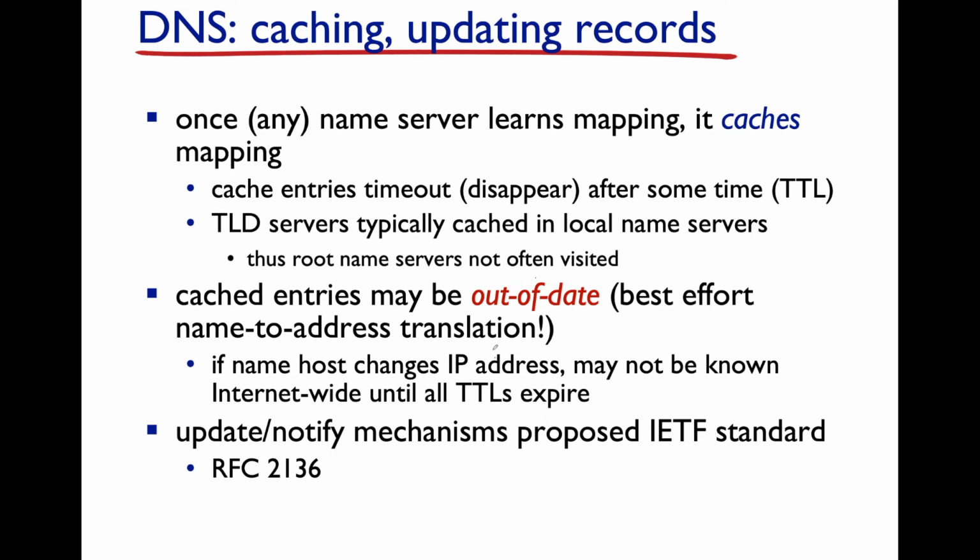And cache entries might be out of date. If, for example, a host name changes its IP address, it might not be known internet-wide until all of these cached records expire. So a record can get stale, and it goes away if it gets stale, requiring a new lookup. But if you change, you have to make sure that the timeout occurs. Otherwise, anyone who does a resolution will still understand the old name IP address mapping.